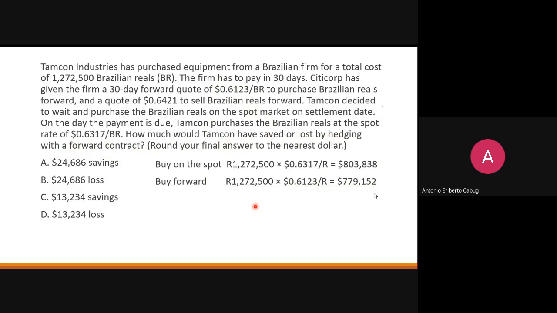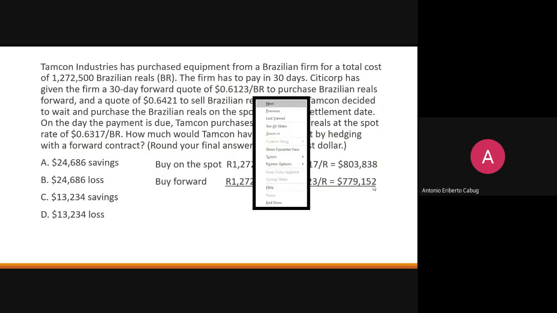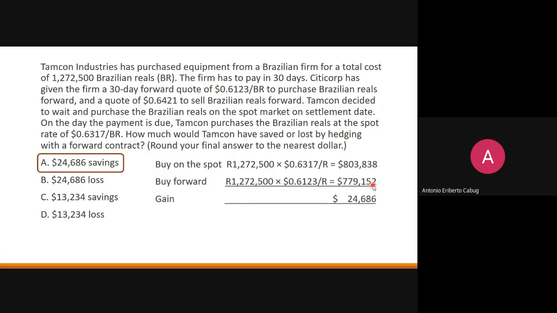So this is what happened. Actually, it would be beneficial for Tamcon. It's a gain. Why? Because what Tamcon did here was to buy the forward, costing in dollars equivalent 779,152 only, compared to when it is done through the spot market, 803,838. Okay, the correct answer is A. The correct answer is A.